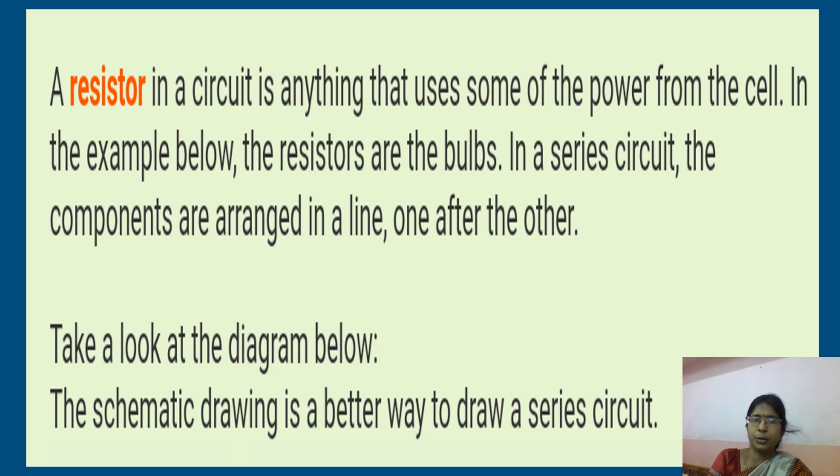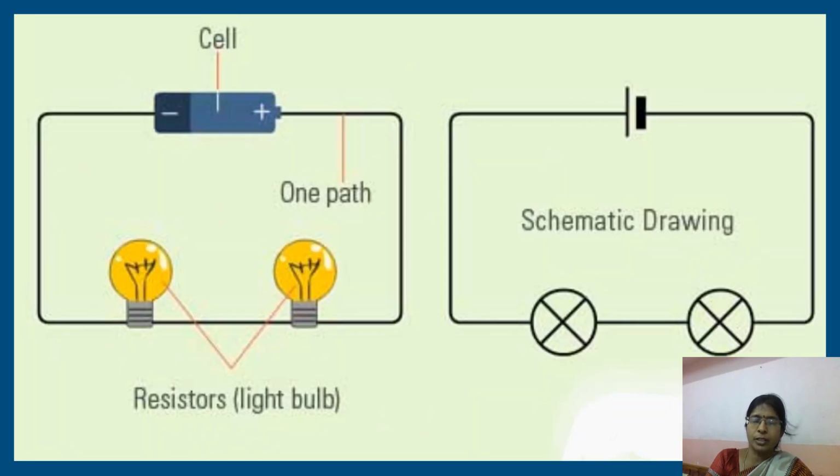In a series circuit, the components are arranged in a line one after the other. The point is repeated so that it should be known to you how the connection can be done. So here in series circuit, the components are arranged in a line, that is in a series one after the other. Now let's have a look at it. So this is an example of a simple electric circuit.